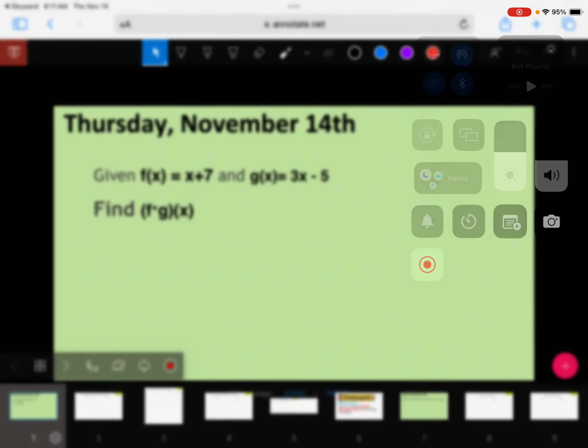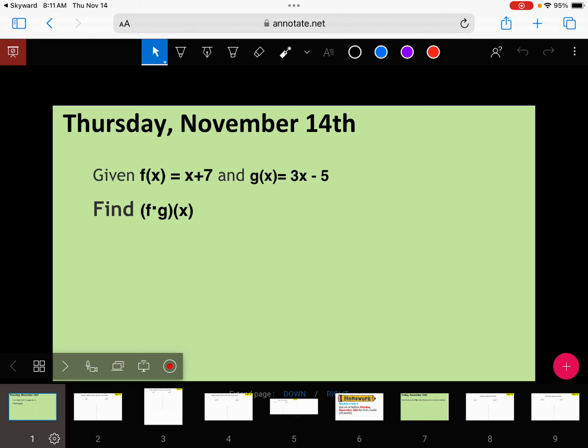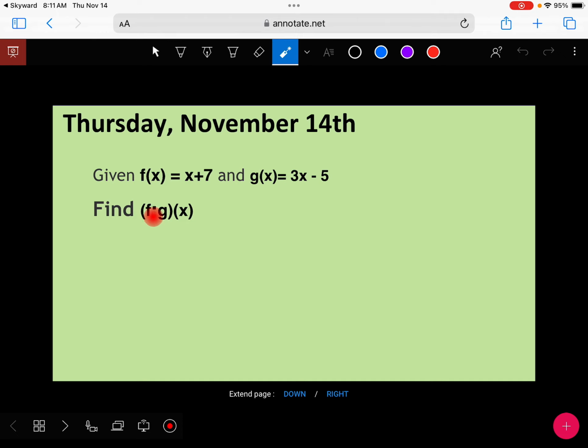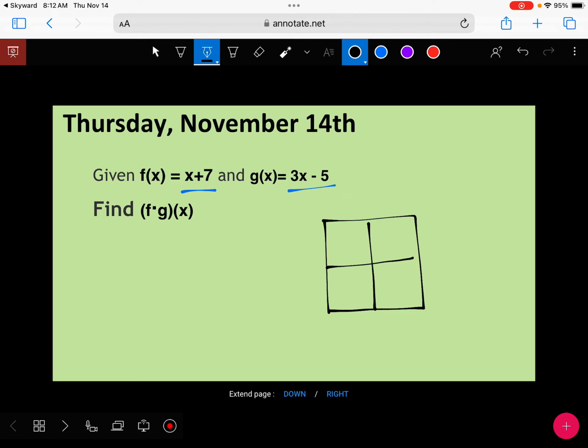Okay, what's the operation that they're asking us to do in this question? What does that little dot mean right here? Multiplication. So we need to multiply these. And when we multiply, we make our box. So let's go ahead and make our box. Fill in all 4 squares.